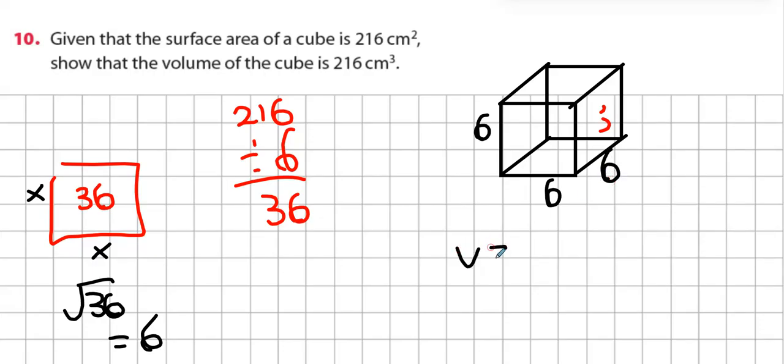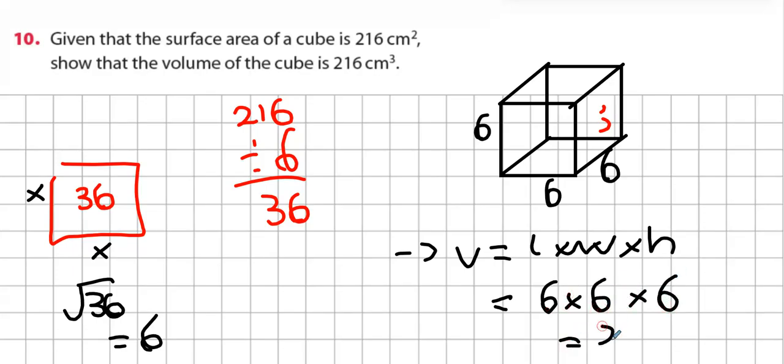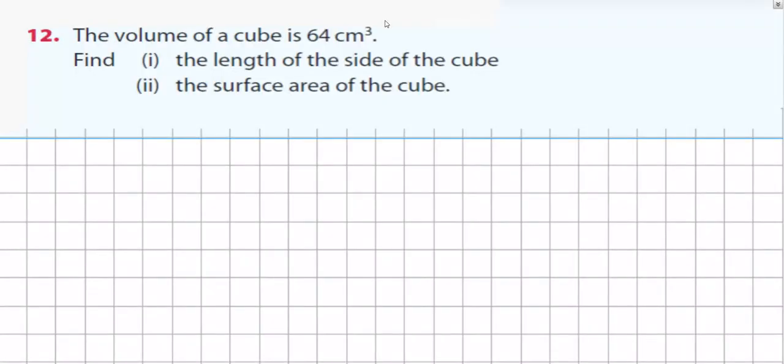The volume is length by width by height. Do not underestimate putting the formula down. You get marks for putting the formula down, even if you have nothing else to write sometimes. Then 6 multiplied by 6 multiplied by 6, which is 216 cm cubed. And you're done.